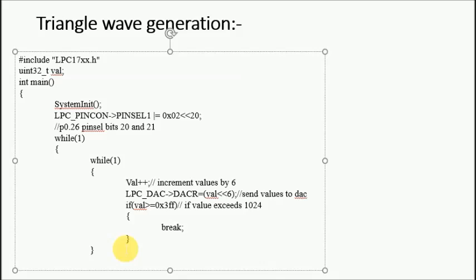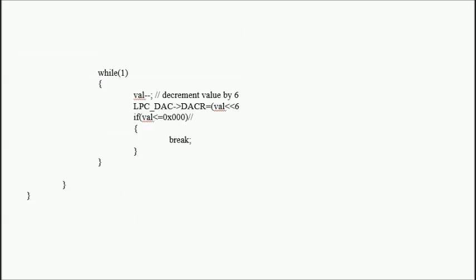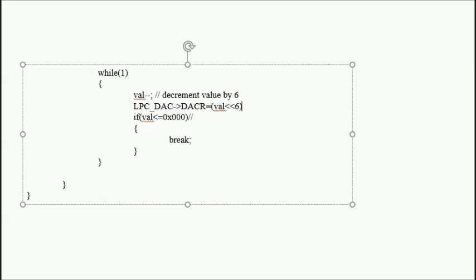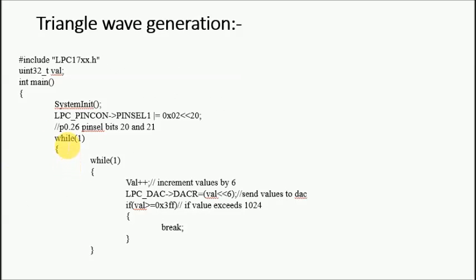Now after this, the value is at the maximum value, so we have to decrement it. Now you can see here the value is decremented, and again it is sent to the DACR. When it is decremented, you can see we are comparing with 0, whether it is equal to 0 or less than 0. If it reaches the minimum, then we come out from this while loop. When the control comes out from the while loop, it goes to the outer while loop. Again it will execute this part, that is the incrementing part, and again send it.